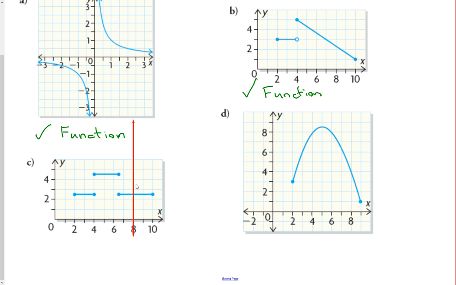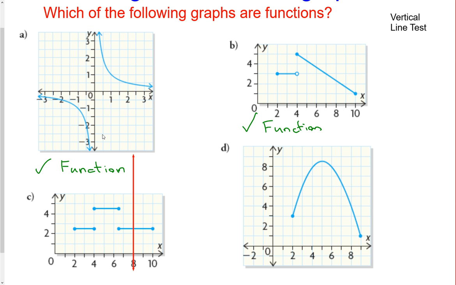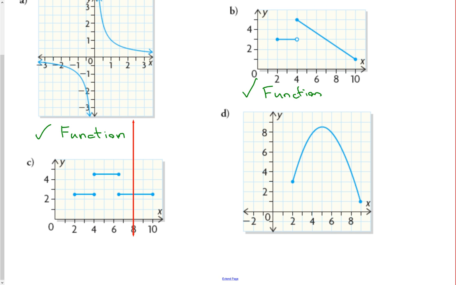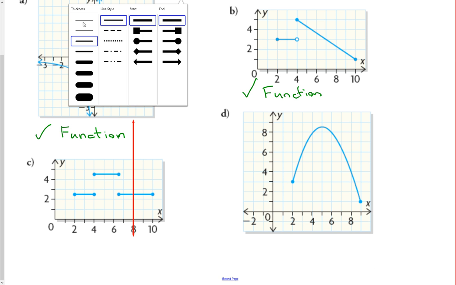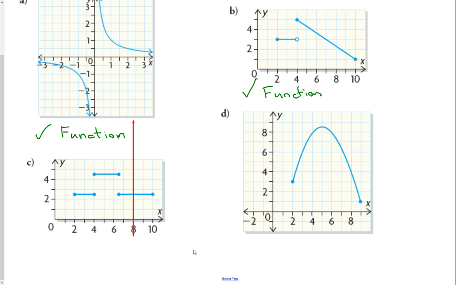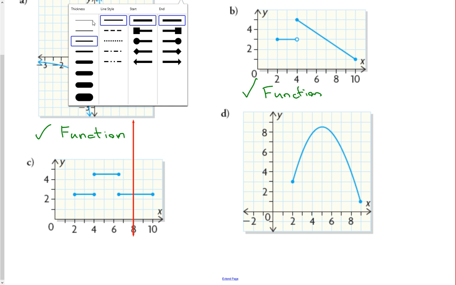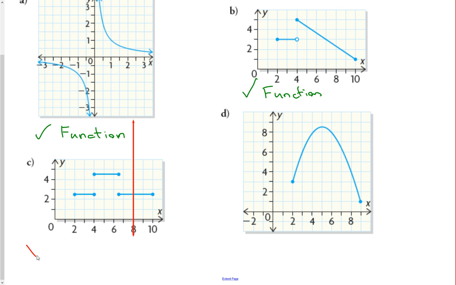So I can touch 2 places at once using a vertical line. And you could just use a ruler for that. So that is, let's do it in red, a big X, not a function.